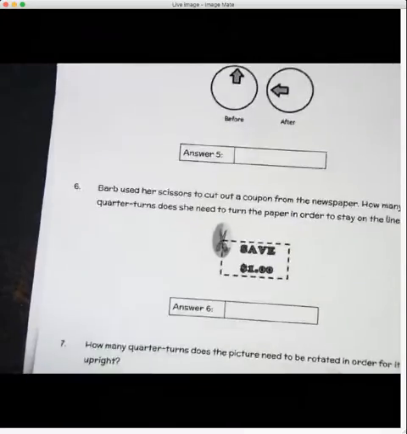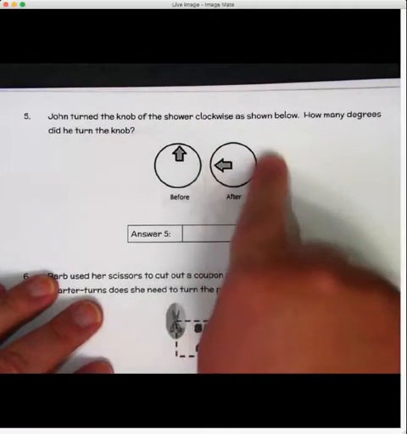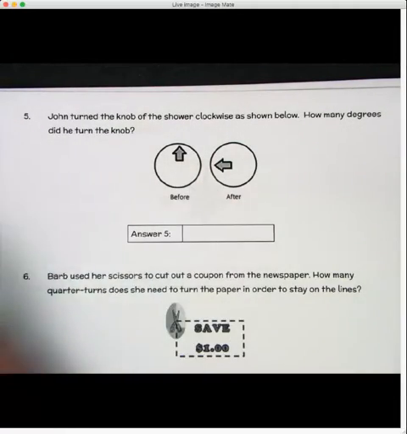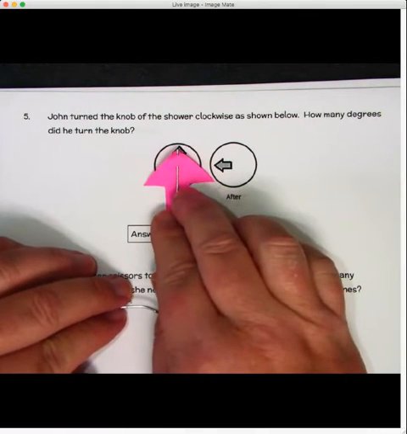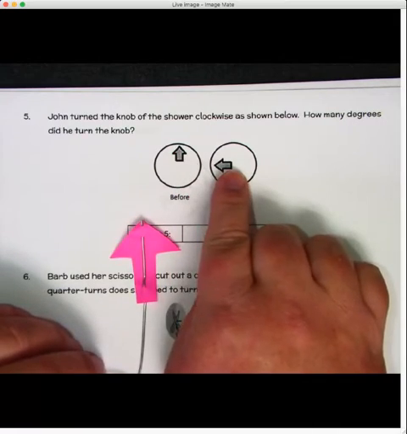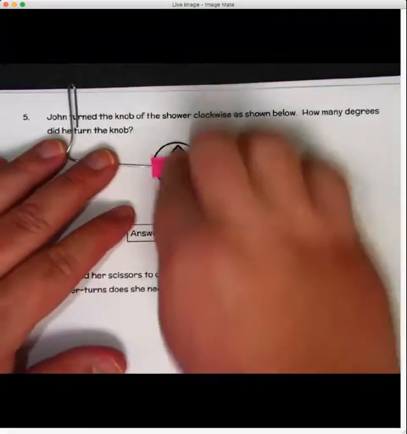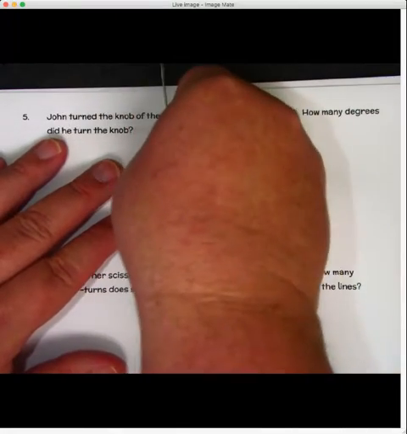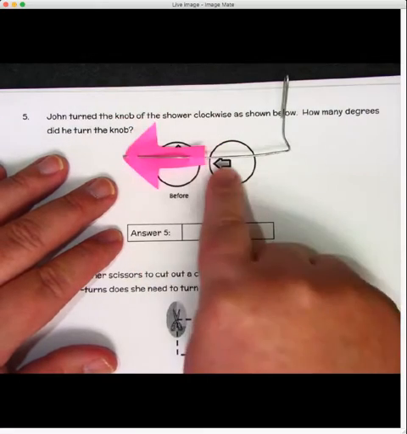Pretty simple. John turned the knob of the shower clockwise, which means it turns the same way a clock does, as shown below. How many degrees did he turn the knob? Okay, so it started here. Let's see how many times we have to turn it to get it facing that way. I bet you already know. So 1 time, like it's on the 3. 2 times would be the other direction. 3 times would get us that direction.